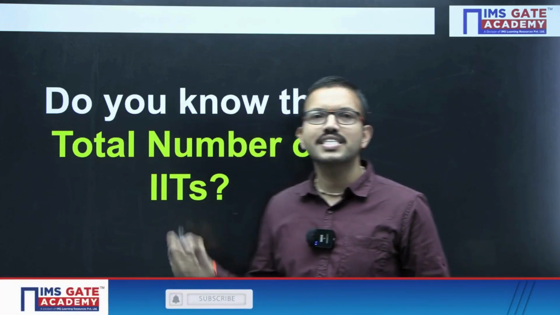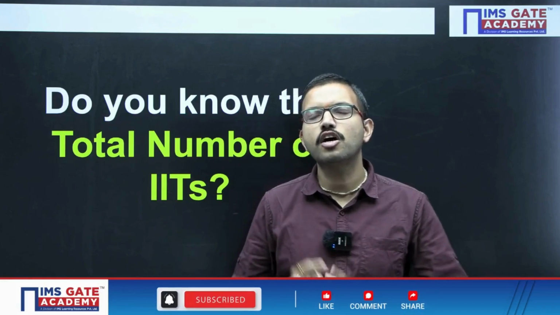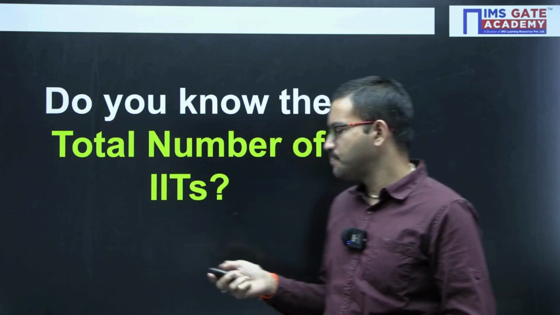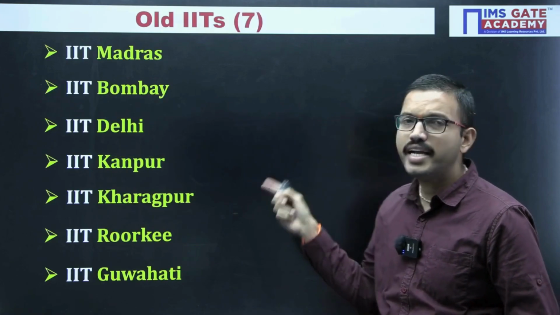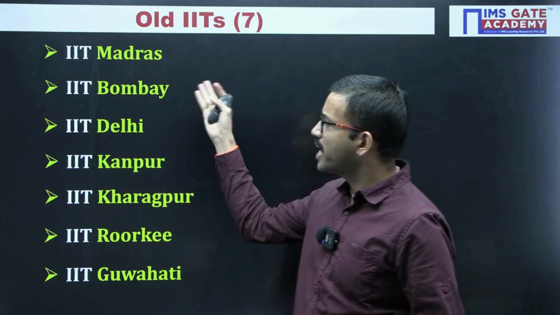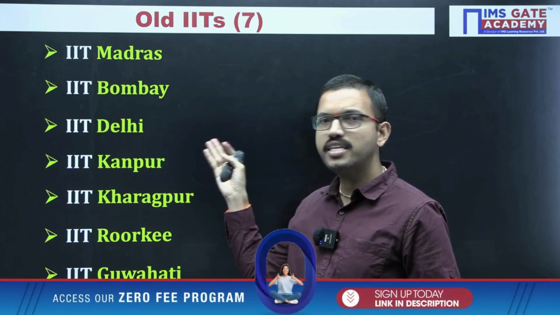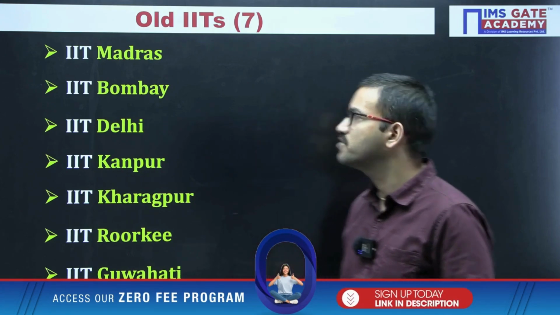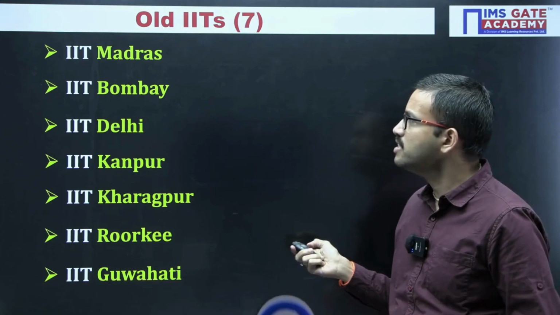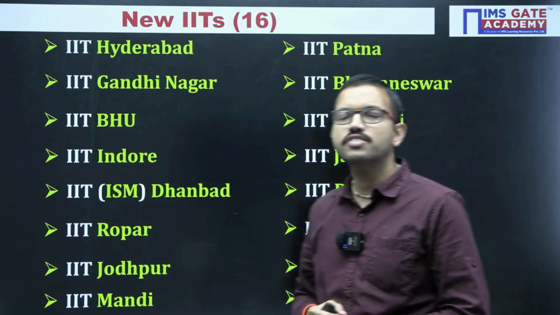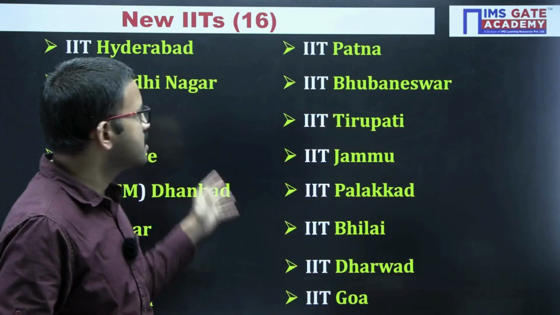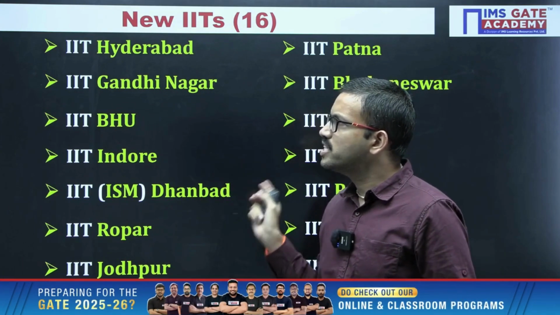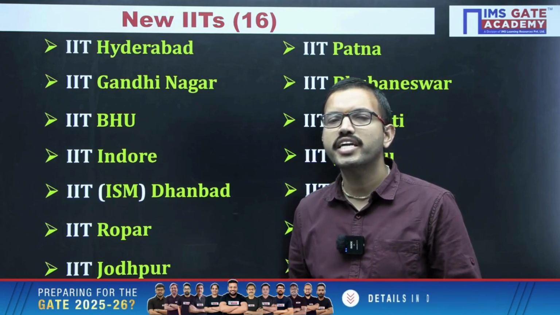So IITs, Indian Institutes of Technology, these are our top institutes of India, right? In total we have 23 IITs, among which 7 IITs are the old ones, right? We have IIT Madras, IIT Bombay, IIT Delhi, IIT Kanpur, IIT Kharagpur, IIT Roorkee, IIT Guwahati. These are the old IITs we have. Total 7 IITs are there. And then the recent or new IITs we have 16, right? You can see all the 16 IIT names here, right? So all of these together we have 23 IITs, right?